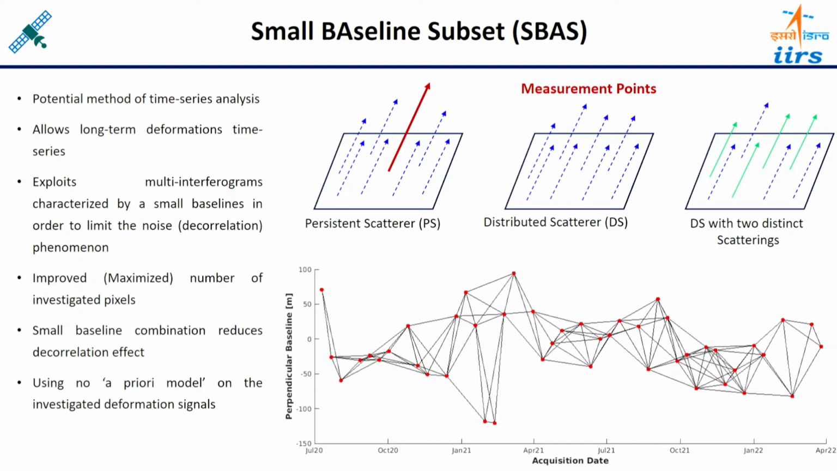So suppose if you are taking the example of 100 images, in case of PSI the total number of interferograms were n minus 1, that is 99, and here it will be 100 into 99 divided by 2. So 99 into 50, so it will be 4950. You just think, suppose you have 100 images. In case of PSI you are having 99 interferograms, and here you will have a total of 4950 interferograms.